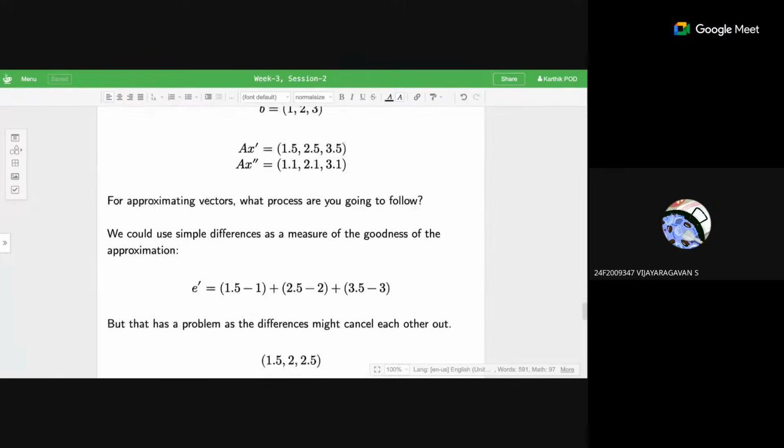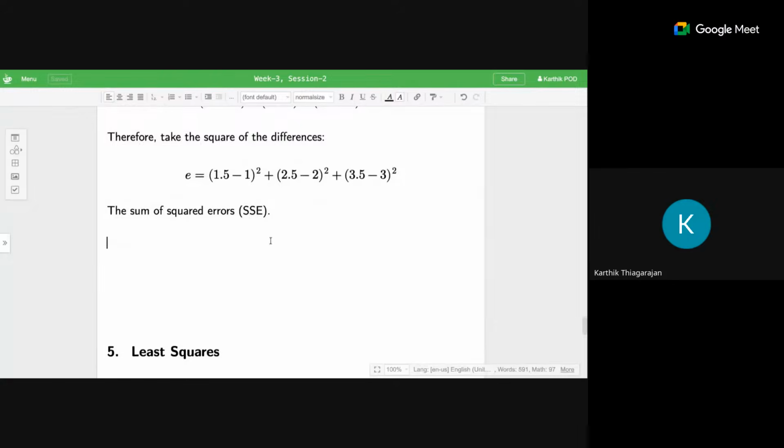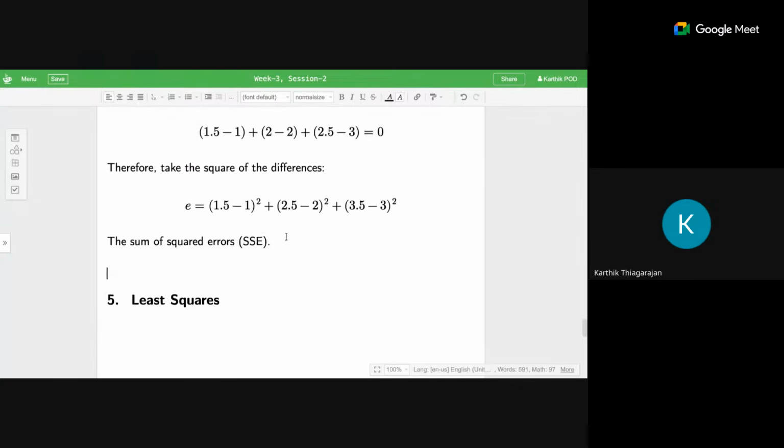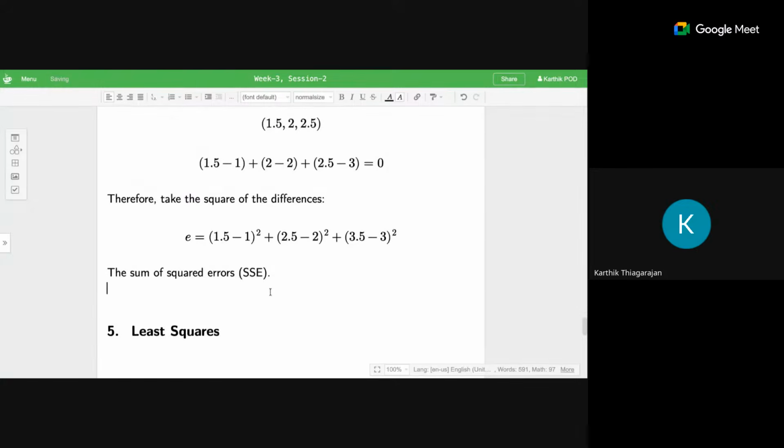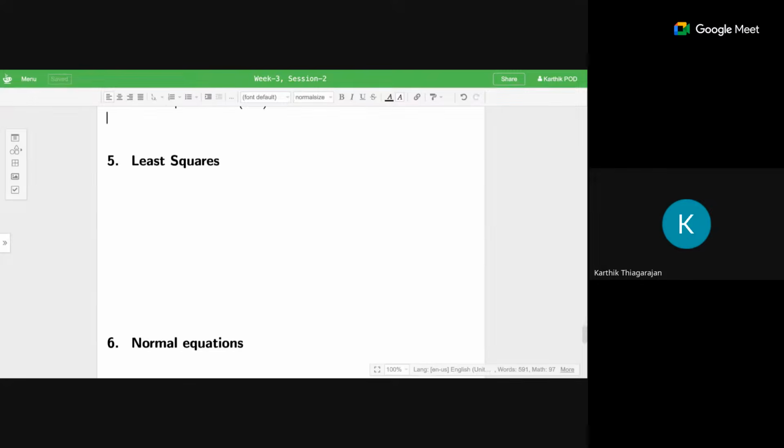Okay, yeah, got it. Thank you. Okay, so this is called the sum of squared errors. Now, question is, how do we solve this? So, is this clear to everyone so far? Any other questions regarding this setup? Okay. Do you mind if we just take 2 minutes? We break for 2 minutes and then start the next section, least squares.